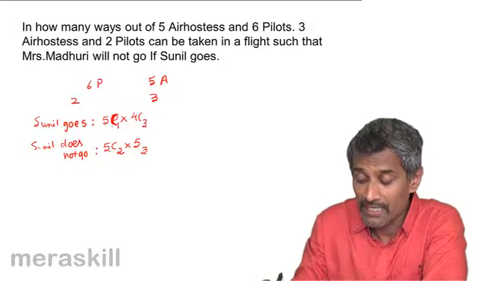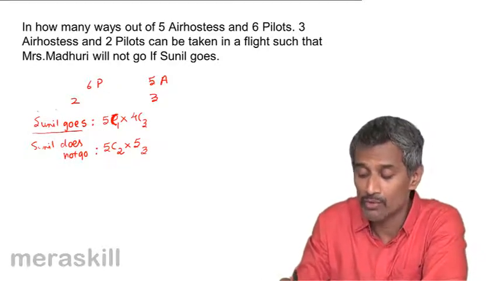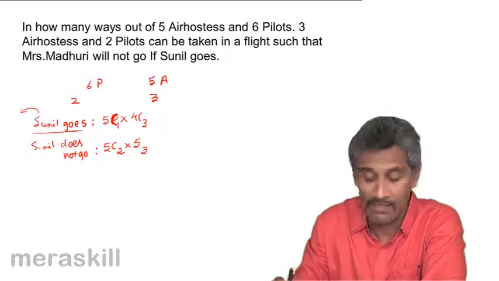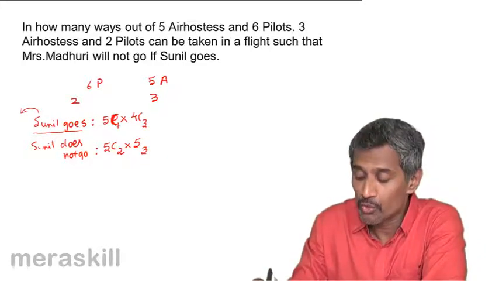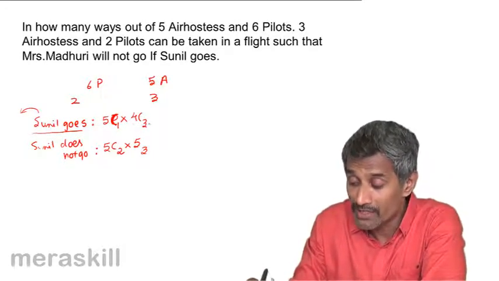So let's understand this once more. 2 cases, Sunil goes. If Sunil goes, Sunil has already been kept aside. So out of the 2, only 1 has to be selected out of 6 minus 1, 5 pilots. But if Sunil goes, Madhuri does not go.